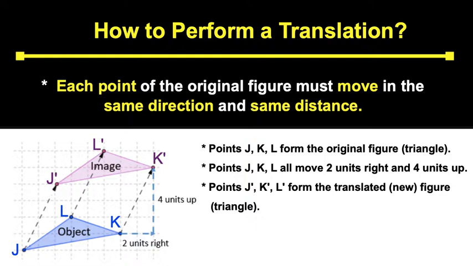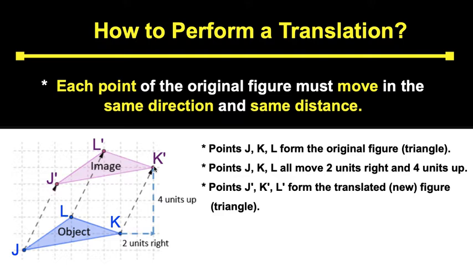Here we have another triangle made up of points J, K, L. And it's going to be translated, as you can tell in the diagram, 2 units to the right and 4 units up. So after point J moves 2 units to the right and 4 units up, it is now at J prime. When L moves 2 units right and 4 units up, it is now at L prime. Lastly, K moves 2 units to the right and 4 units up, it is now at K prime.